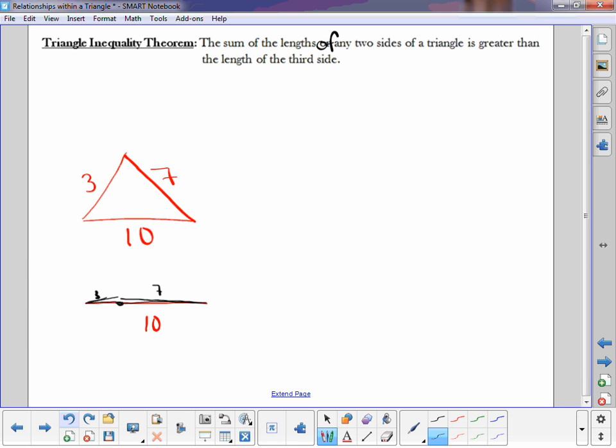So if it asks why it isn't a triangle, do we have to say that, or can we just say that it doesn't add up to be greater than 10? You could literally just write 3 plus 7 is not greater than 10, like with the length there. And that's what we'll take a look at.